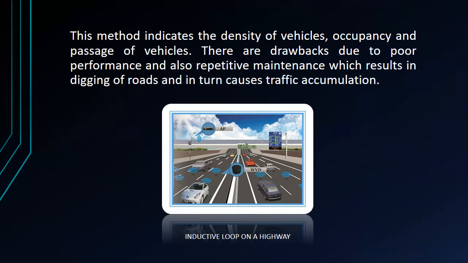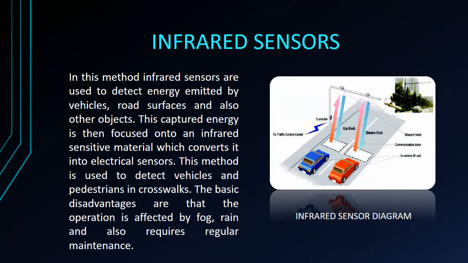There are drawbacks due to poor performance and also repetitive maintenance, which results in digging of roads and in turn causes traffic accumulation. Infrared sensors. Infrared sensors are used to detect energy emitted by vehicles, road surface, and other objects, and these are captured by receptors. These are, however, affected by fog, rain, and other environmental factors, and require regular maintenance.